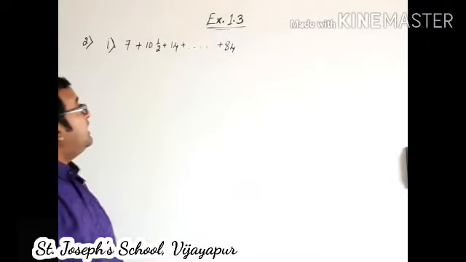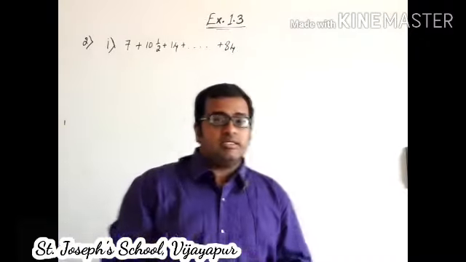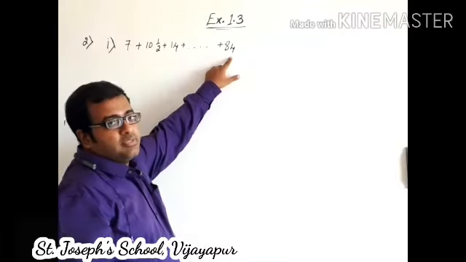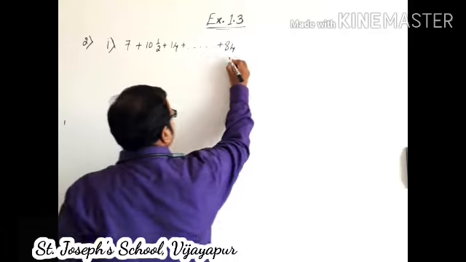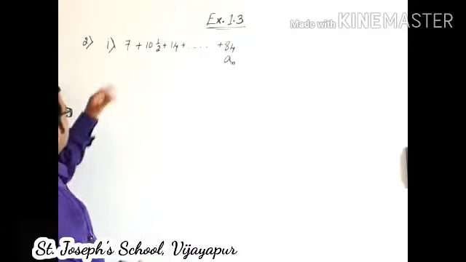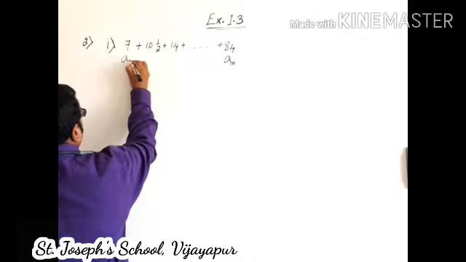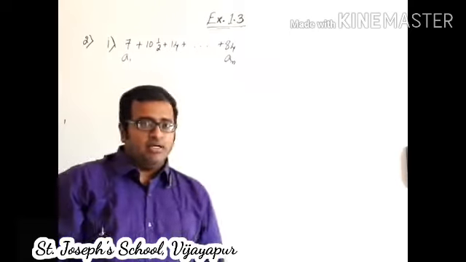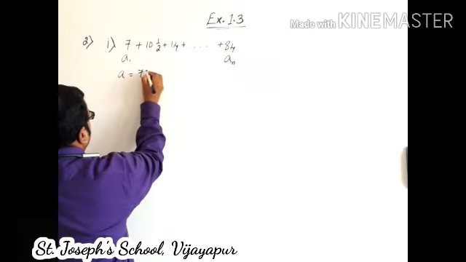Say this question, the difference from the first main question is that there the number of terms, n, was given. Here the last term is given. This is not n but this is an. The last term itself is given. The first term, a1 or a, is 7. We need to find out d here. So a is equal to 7.